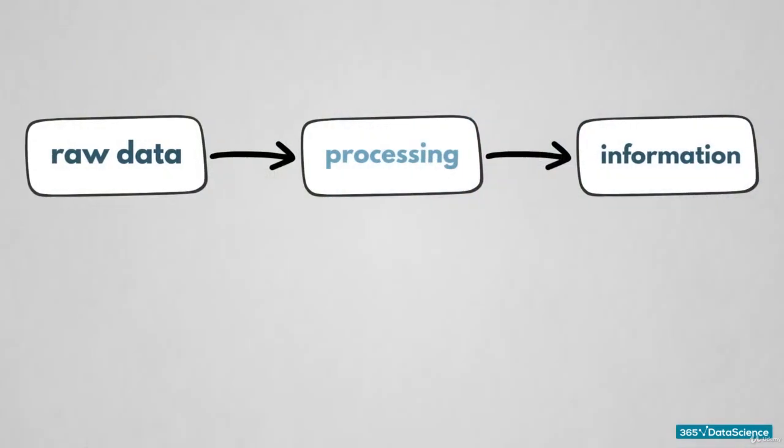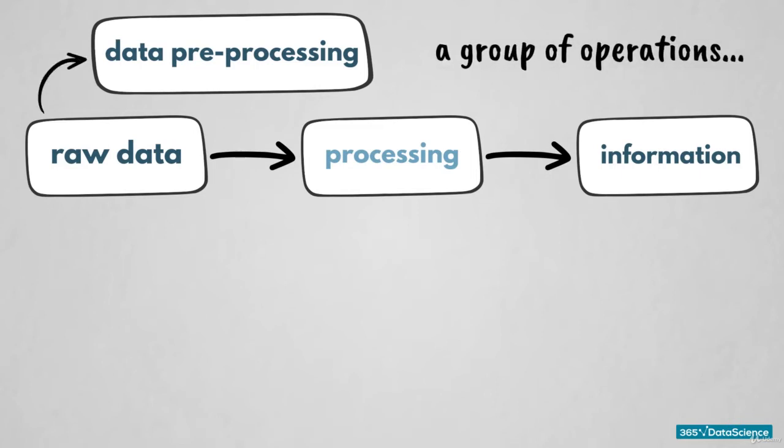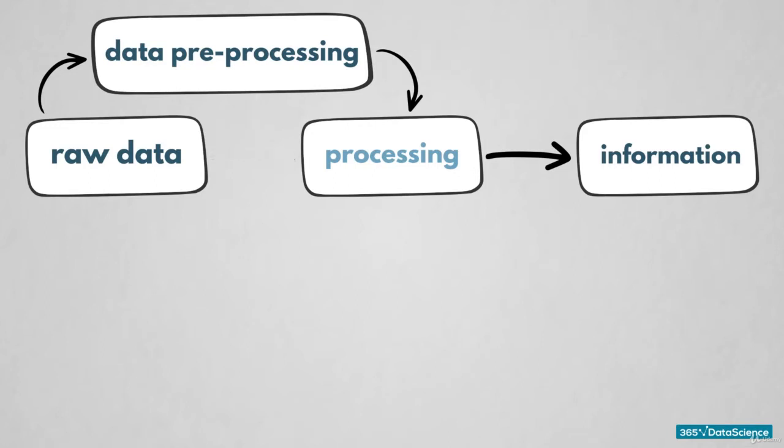Okay, good. Now, let's look how the processing step takes place and can turn raw data into useful and meaningful information. The first thing to do after gathering enough raw data is what is called data pre-processing. This is a group of operations that will basically convert your raw data into a format that is more understandable and hence useful for further processing. So, let's put this tool between raw data and processing on our graph.